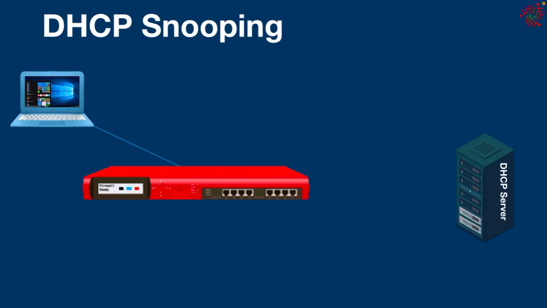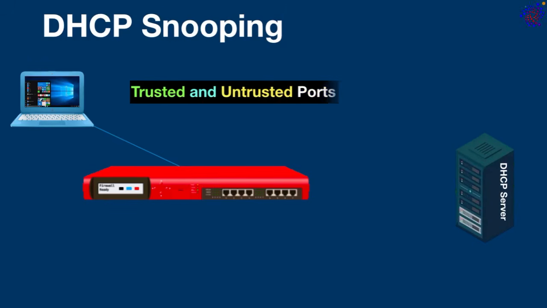Now here is the key idea you need to understand. In DHCP snooping, switch ports are divided into two types: trusted and untrusted ports. By default, all ports are untrusted. You have to set which ports are trusted and untrusted. Trusted ports are those connected to legitimate DHCP servers. All the ports which are connected to management control devices, such as switches, routers, servers, etc., are made trusted ports. These ports are allowed to send DHCP messages.